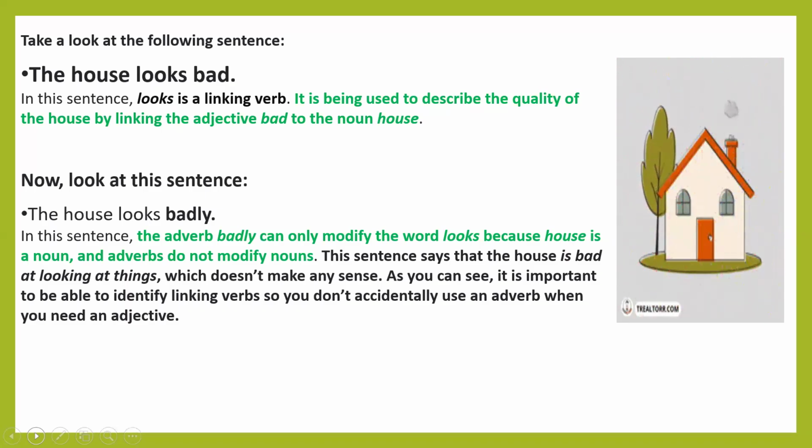So this is the difference between the use of an adverb and an adjective. When you are using a linking verb, when you're describing a noun, there is no need to use an adverb. Adverbs do not modify a noun or pronoun. So the house looks badly does not give the correct sense. This sentence is not correct.